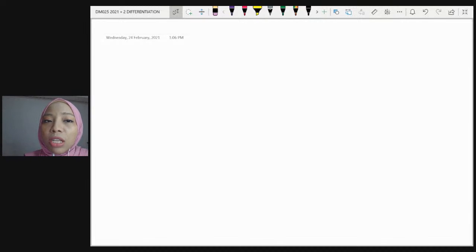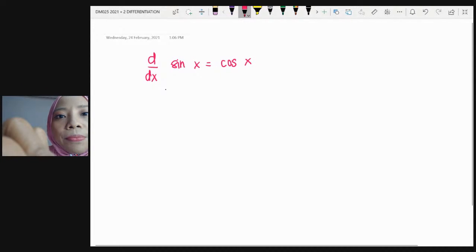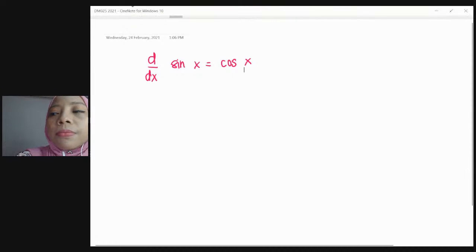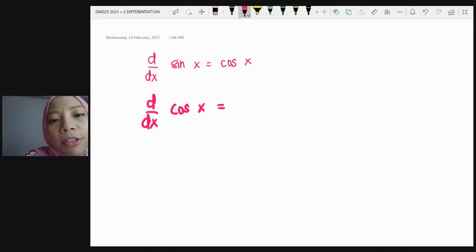So we have discussed earlier that the derivative of sine x equals cos x, and the derivative of cos x equals negative sine x.